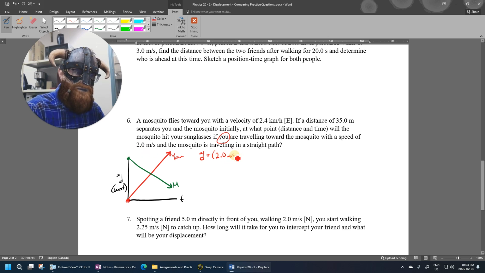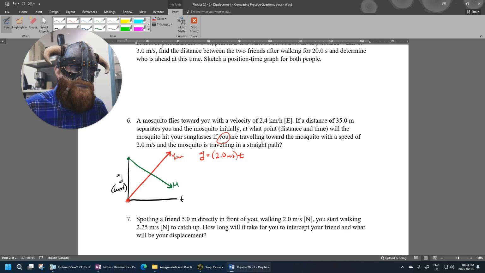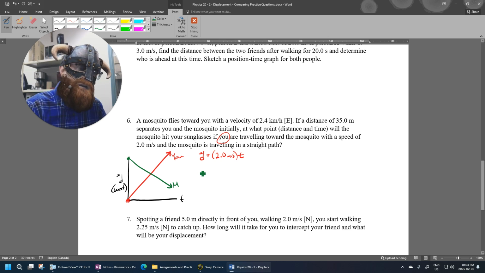2 meters per second times x, right? X being our time, plus b. And because we made u the reference, the b is going to be 0 because that's the origin. You start at the origin. Okay, that's u. The next equation I'm going to create is for the mosquito.